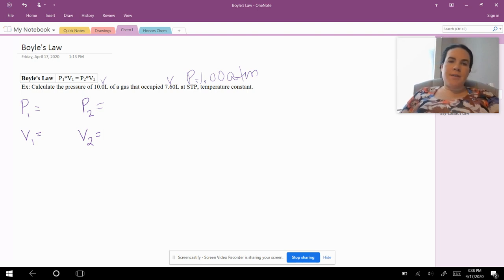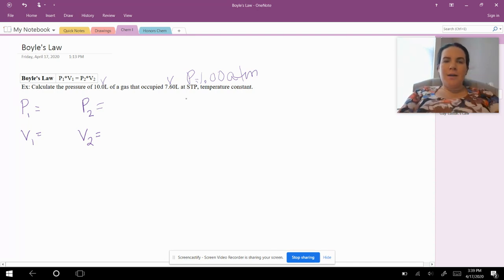So with these, what we want to notice is that these two are at the same time. So 7.6 liters at STP when the pressure is 1.00. These two belong on the same side of the equation. So what you call 1 and 2 doesn't matter as long as the ones that are at the same time are on the same side of the equation. So I'm going to say that these are 1 because it said occupied. So these were like the initial conditions. But if you call that P2 and V2, that's fine as well.